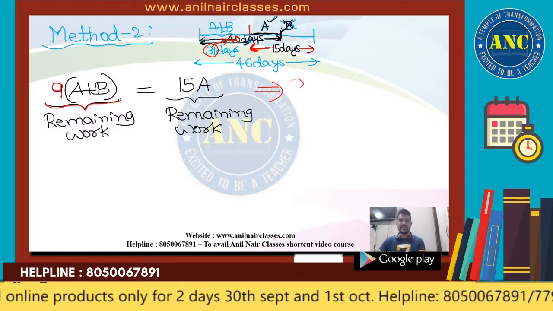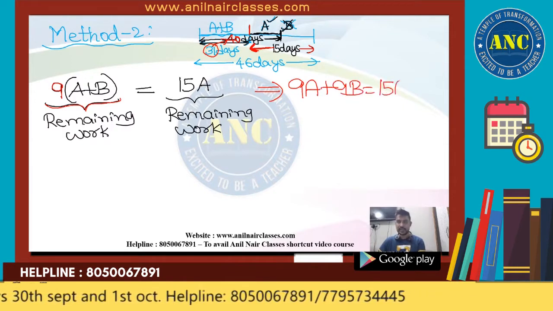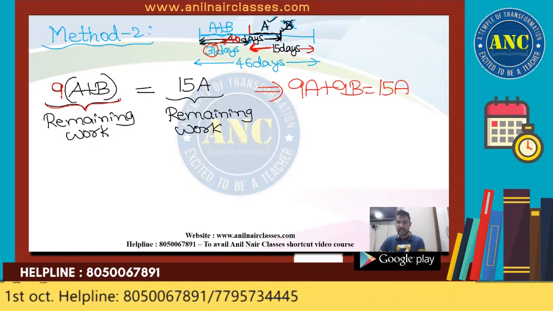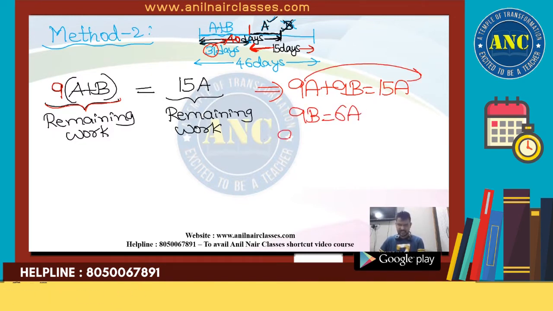Now, can I say this as 9A plus 9B is equal to 15A. So 9A will go to the right hand side. It is 9B is equal to 6A. So 9 by 6 is equal to A by B. So A by B is nothing but 3 by 2.